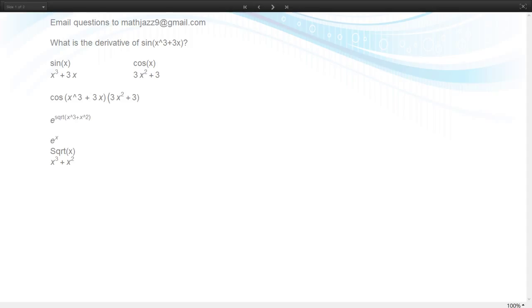I have to take the derivative of each of these. The derivative of e to the x is e to the x. The derivative of the square root function is 1 over 2 times the square root of x. And the derivative of this polynomial is 3x squared plus 2x.